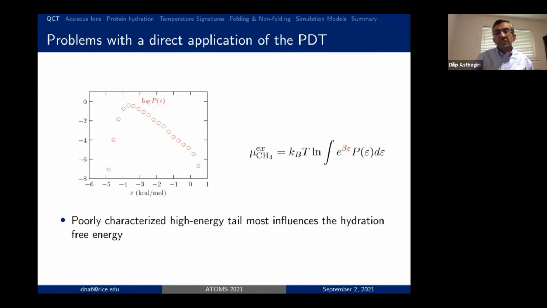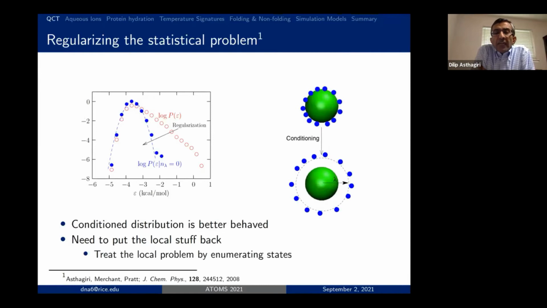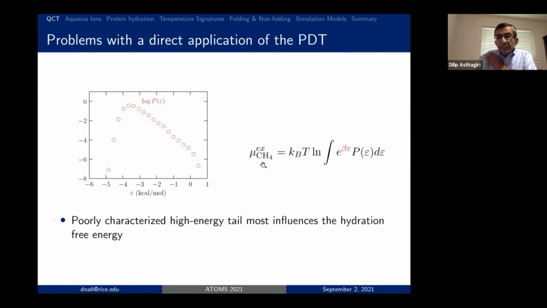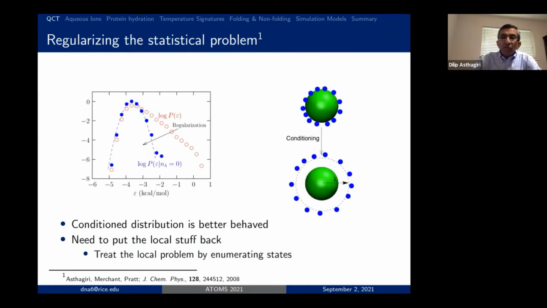We are going to take a slightly different approach, and that approach goes back to an idea both in physics and in statistical modeling, which is called regularization. This is an ill-conditioned statistical problem, and I'm going to figure out a way to condition this problem to make it better. I do this by doing the following. I have my solute that's interacting with the solvent molecules, and I imagine pushing the solvent away from the solute to some distance lambda. That lambda we'll treat as a parameter for now.